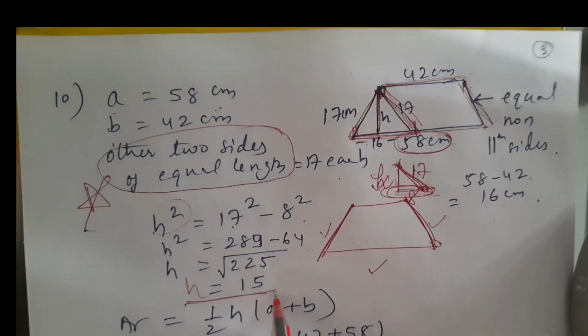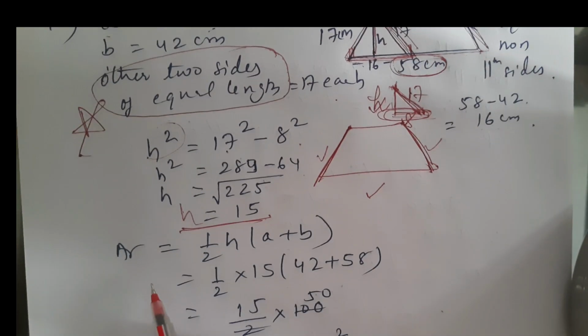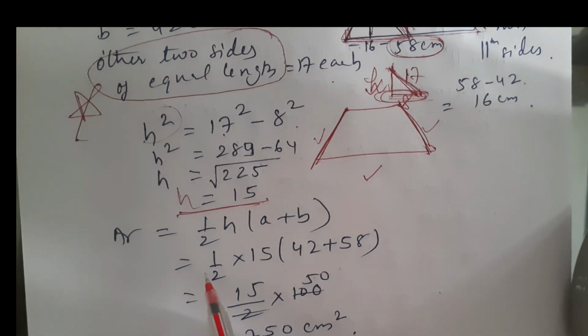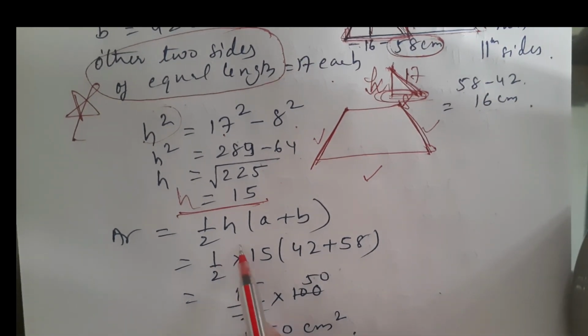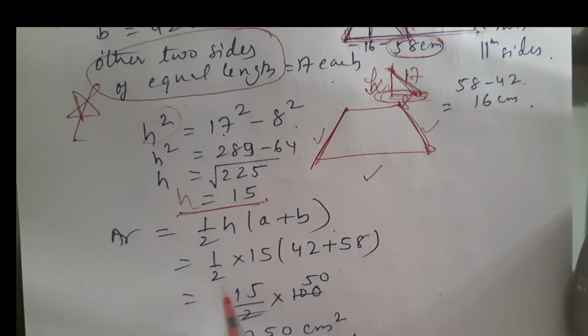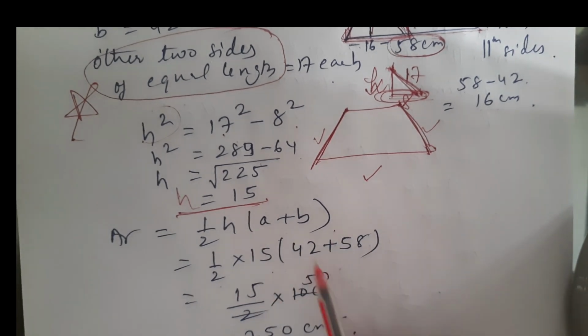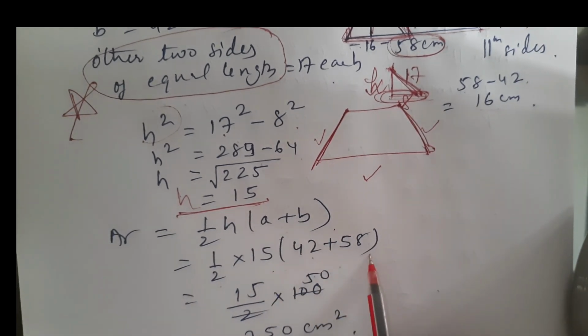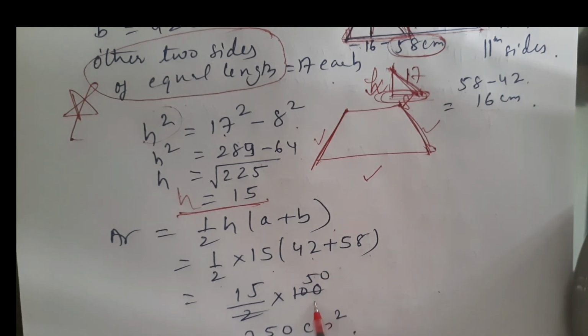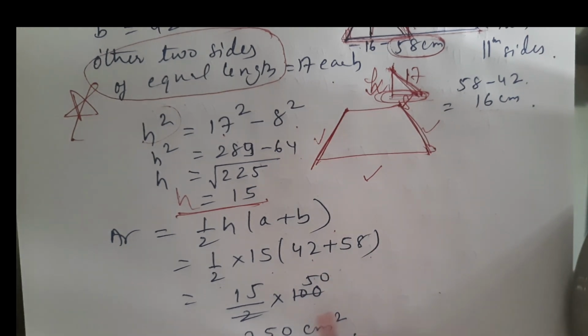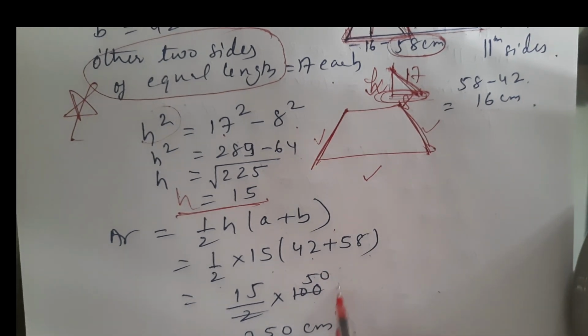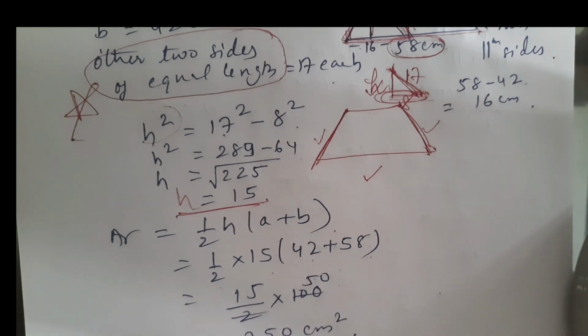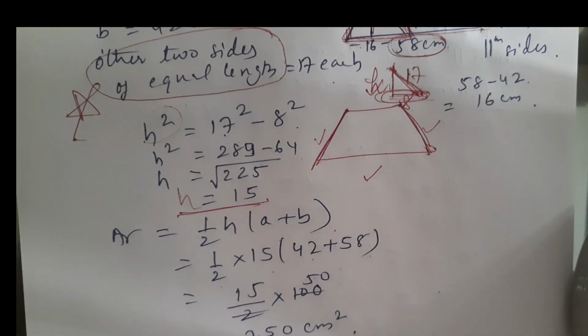Height is 15. We need to find area of trapezium. Already you are familiar with this formula. Very often we are using, which is half h a plus b. Half, height is 15. Parallel sides are 42 and 58. So after adding them, we got it as 100. Cancel out 100 by 2. So it's 50. Now multiply 15 and 50, which is 750 centimeter square. Thus the area of trapezium is 750 centimeter square.